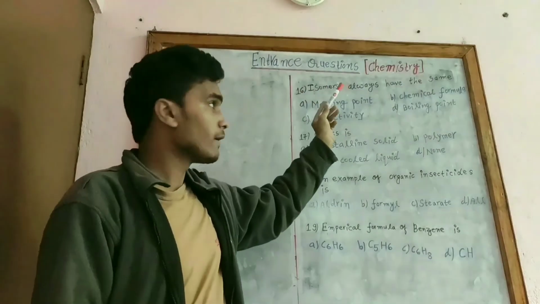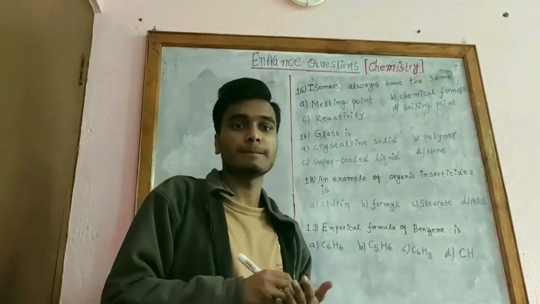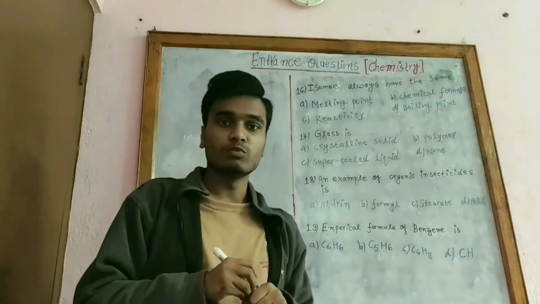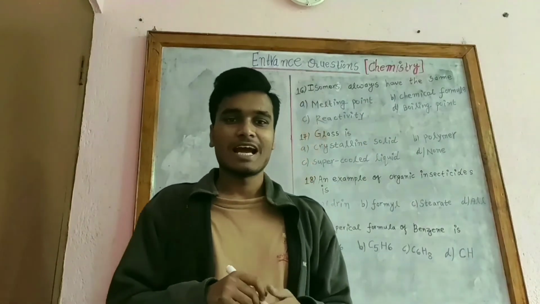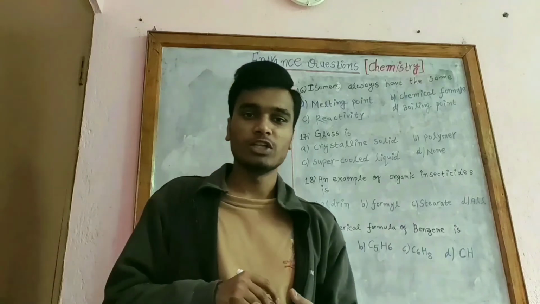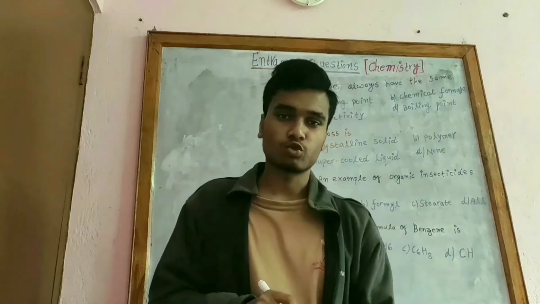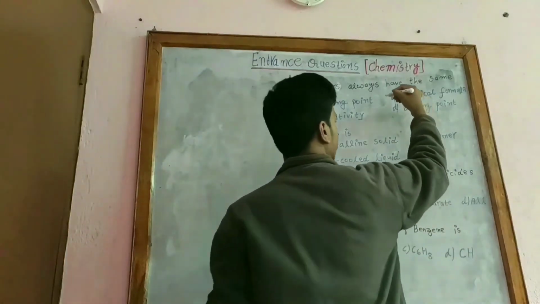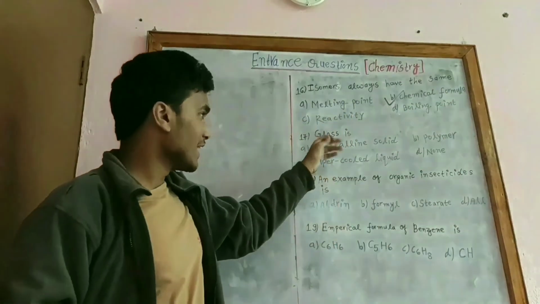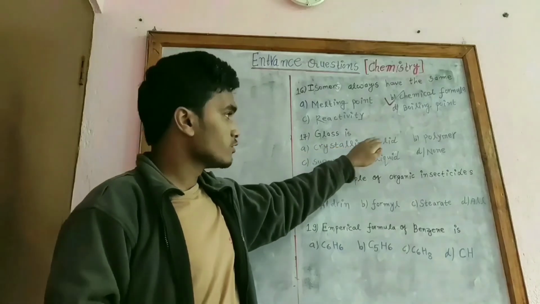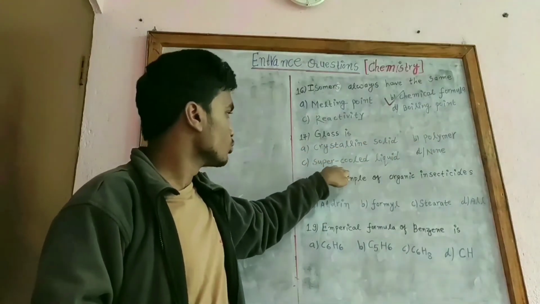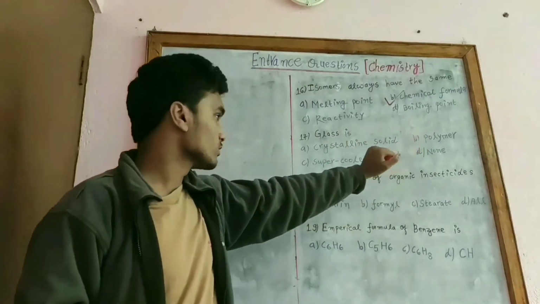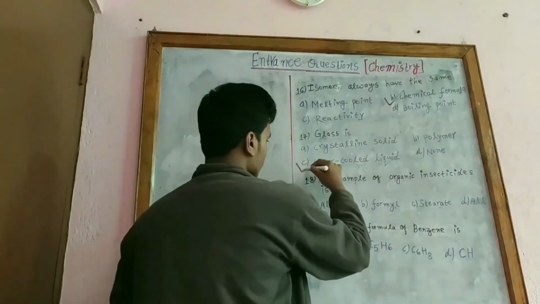Question number 16. Isomers always have the same: melting point, chemical formula, reactivity, boiling point? Isomers are those compounds which have the same molecular formula but different structural formula, so they have the same molecular or chemical formula. Glass is a crystalline solid, polymer, supercooled liquid, or none. Glass cannot be crystalline or a polymer, therefore it is a supercooled liquid.